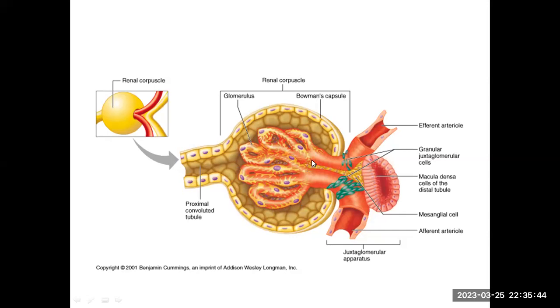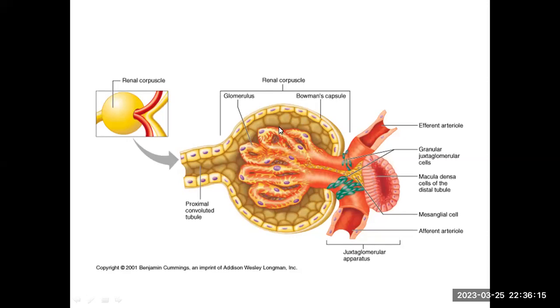So basically, the glomerular capillaries play an important role in formation of the filtrate. The glomerular filtration comes out of these glomerular capillaries and is secreted into the space here. This space is between the outer layer and the inner layer of the Bowman's capsule, and this is called the Bowman's space. This is where the filtrate will be formed and released from the glomerular capillaries.